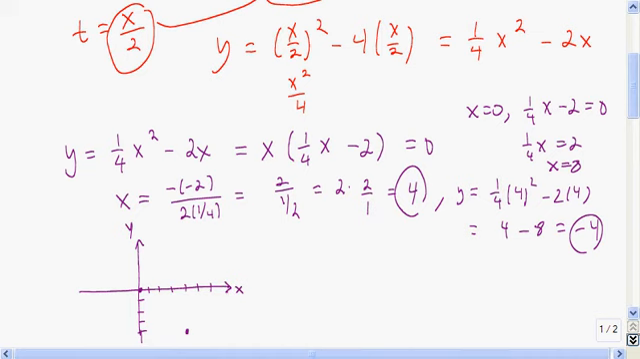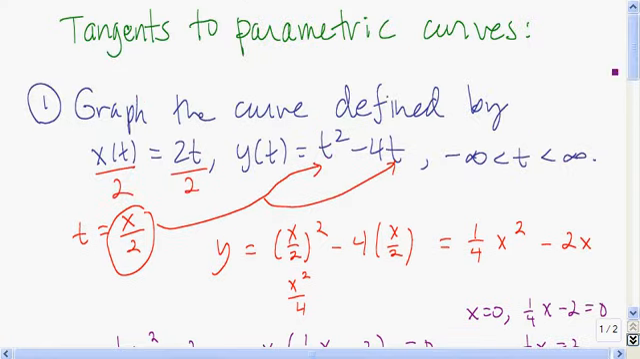So I'm going to have to go out a little bit more. So that's 4, 5, 6, 7, 8. So that's my x-axis. Okay, so this right here is the graph of these two parametric equations.